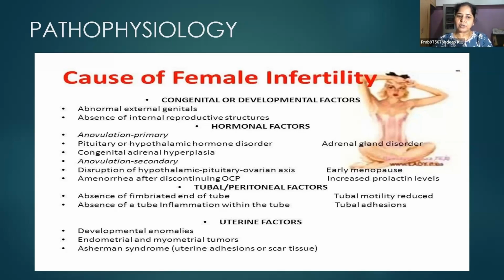The tubal or peritoneal factors include absence of the fimbriated end of the tube, inflammation within the tube, absence of the tube, or absence of inflammation of the tube. Then tubal motility is sometimes reduced, or there could be tubal adhesions. Then uterine developmental anomalies, endometrial and myometrial tumors, and Asherman syndrome can also lead to female infertility.